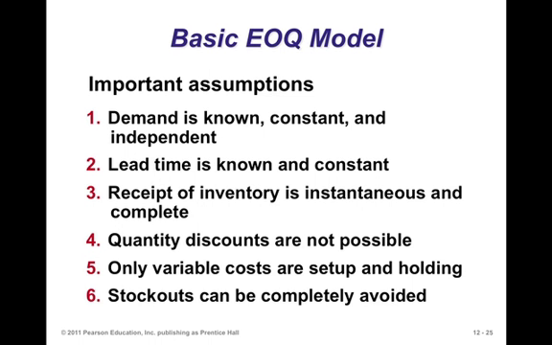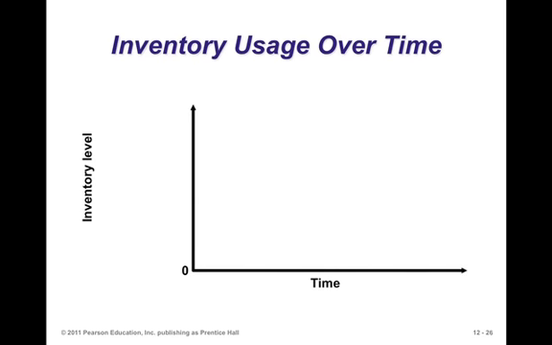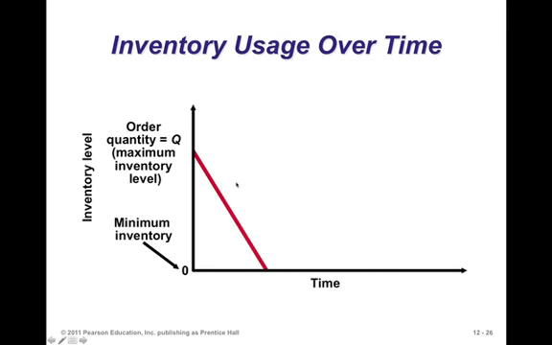And then for now, I will assume that because demand is known and lead time is known and those things don't vary, there's really no need for a stockout, because stockouts really come from situations where there's uncertainty. So we just want to demonstrate how we would use the inventory over time. If we start off with a quantity Q, over time we will use it at a constant rate depending on what the demand rate is.